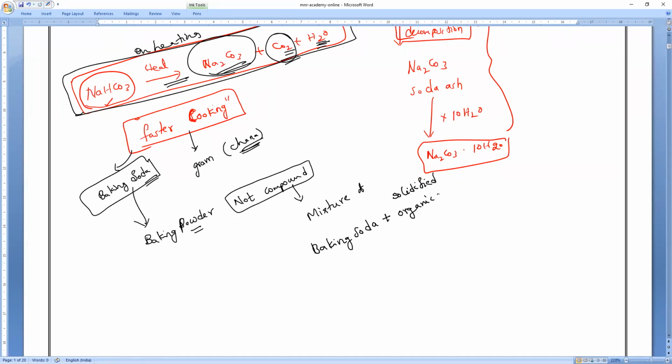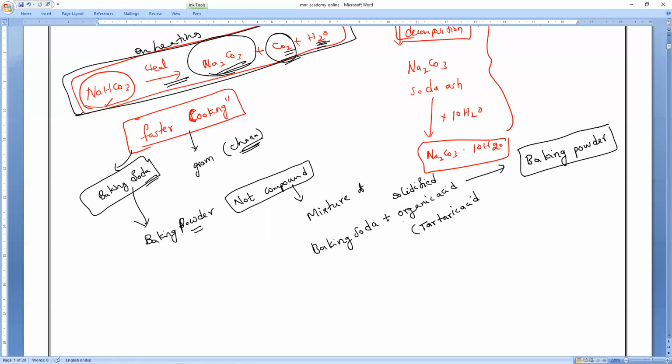So can you tell me what are the organic acids known to you people? Acetic acid, citric acid, tartaric acid. Yeah, very good. The most preferable acid is tartaric acid. So baking soda plus tartaric acid together, what do we call it? It is a mixture. Understand? Baking powder. So in your home, you are having baking powder.